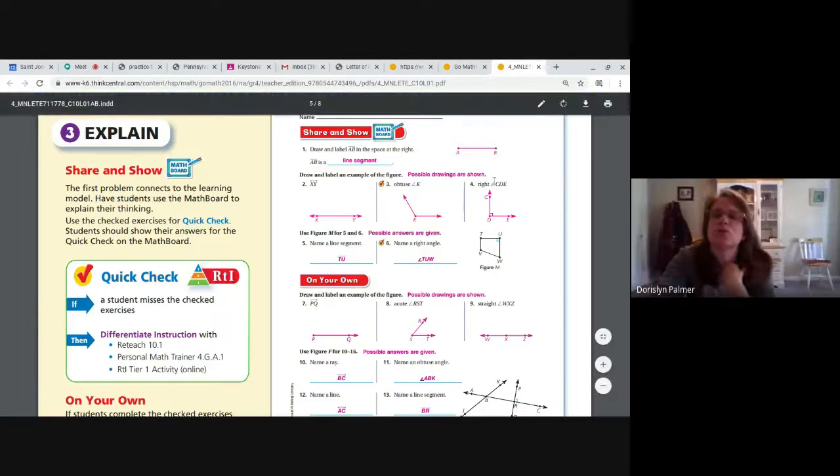Number four was right angle CDE. So you have 3 points, C, D, and E. The point in the middle has to be the vertex. So we have to put D at the vertex. And when we draw a right angle, we put this little box here to indicate it's 90 degrees. It's a right angle.